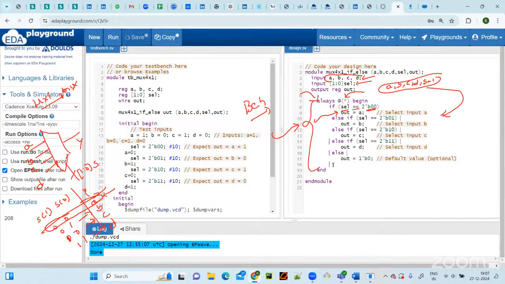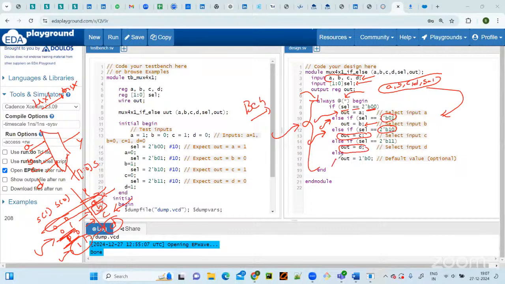Okay. Fine. So see here. If selection is 00, I want my output to be A. Else if my selection is 01, then what should be my output? My output should be B. Else if my selection line is 10, what should be the output? Output should be C. So that is the reason I have taken output equal to C. Else if my selection line is 11, then what should be the output? Output should be D.